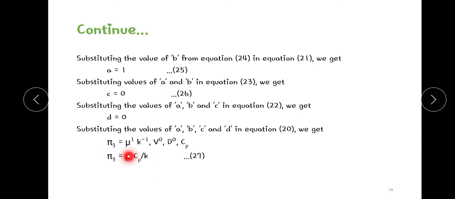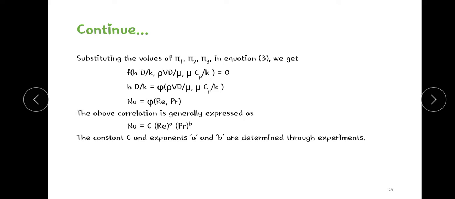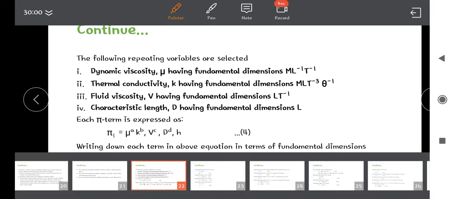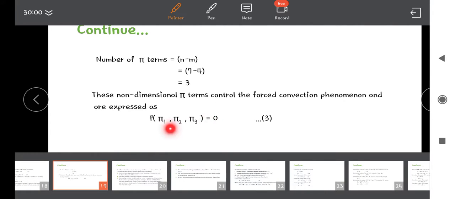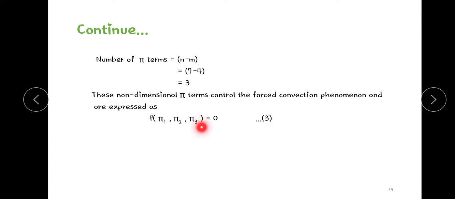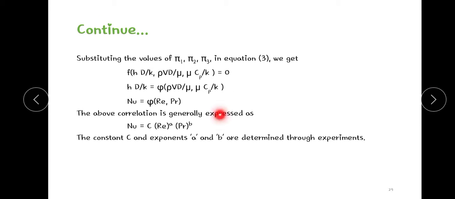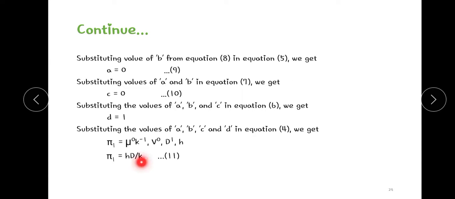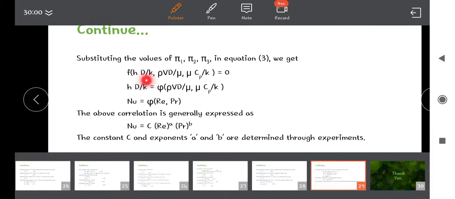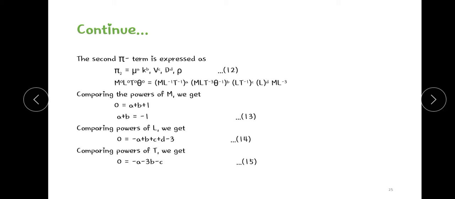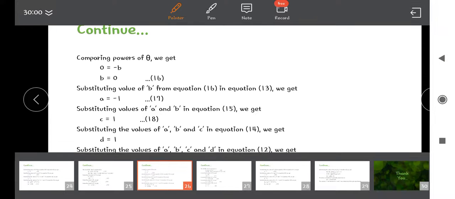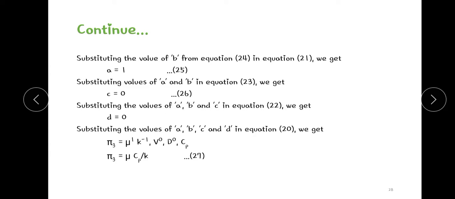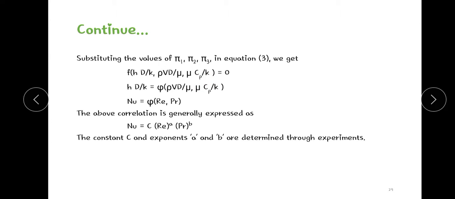So the formula is pi 3 is equal to mu cp upon k. Substituting the values of pi 1, pi 2 and pi 3 in equation 3, this one is equation 3. We get the value of pi 1 is hd upon k. Now the value of pi 2 is rho v d upon mu, and last, the value of pi 3 is mu cp upon k.